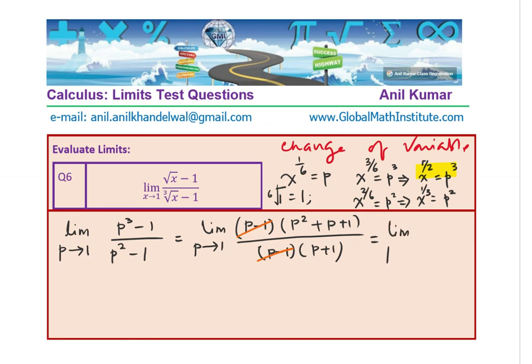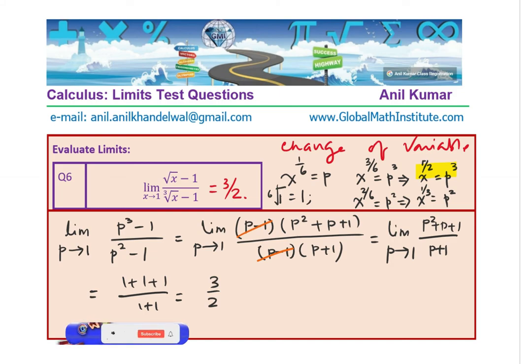So you get limit p approaches 1, and in the numerator we have p squared plus p plus 1, and the denominator is p plus 1, correct? Substituting 1, because now you can do that, will give you 1 plus 1 plus 1 over 1 plus 1, which is 3 by 2. That's the final answer, correct? So let me rewrite the answer here, which is 3 by 2. Does it make sense to you? So that is how we could actually find the limit of the questions given to us.